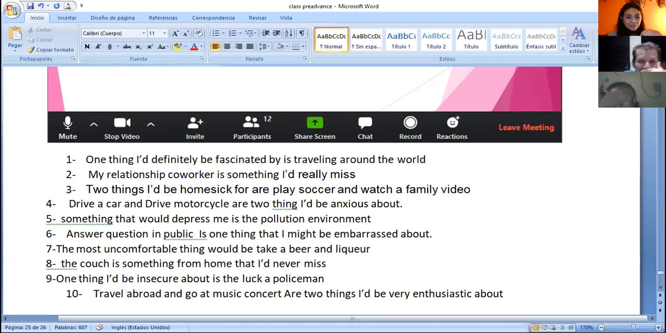The couch is something from home that I would never miss. One thing I would be insecure about is the lack of luck. The luck. I don't understand that one. Falta de. Ah, entonces es con A. Luck. Okay. Travel abroad and go to music concerts are two things I would be very enthusiastic about. Okay, very good. Thank you.